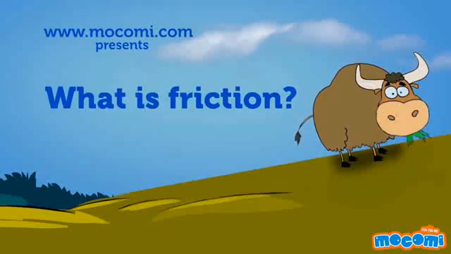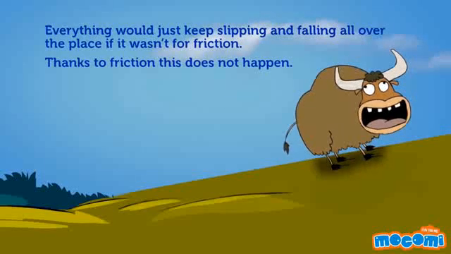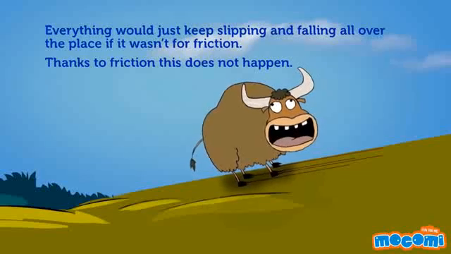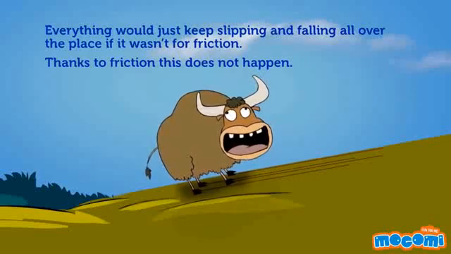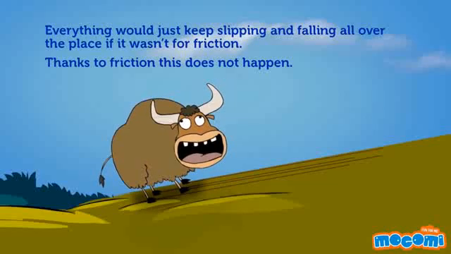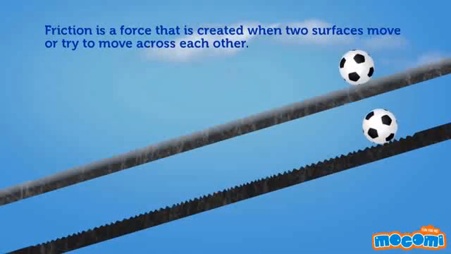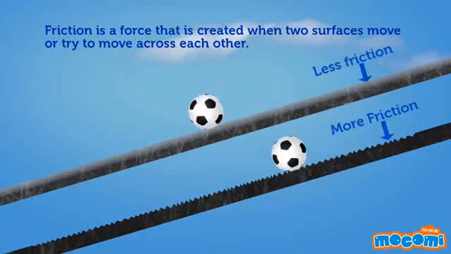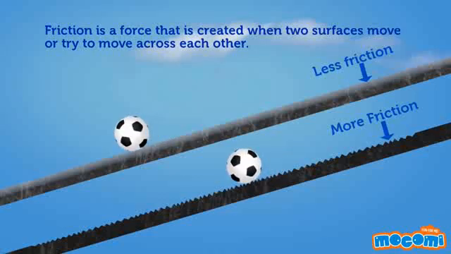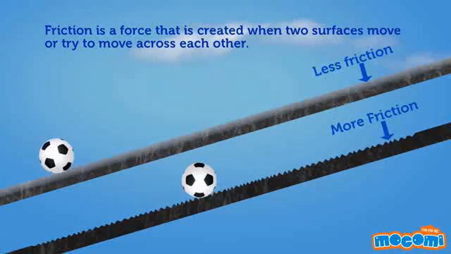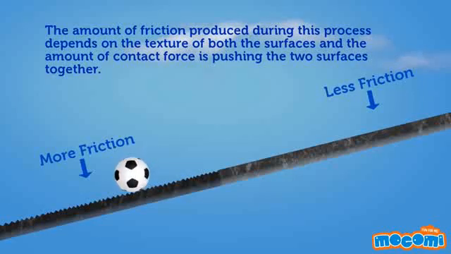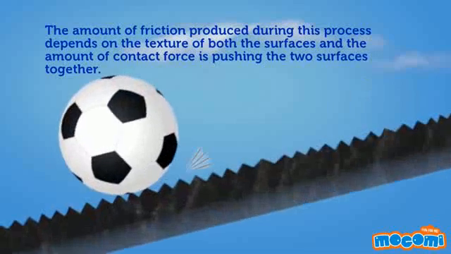What is friction? Friction is the reason we are not constantly slipping and sliding on floors, roads and everywhere. Friction is the force that is created when two surfaces move or try to move across each other. The amount of friction produced during this process depends on the texture of both the surfaces and the amount of contact force that is pushing the two surfaces together.